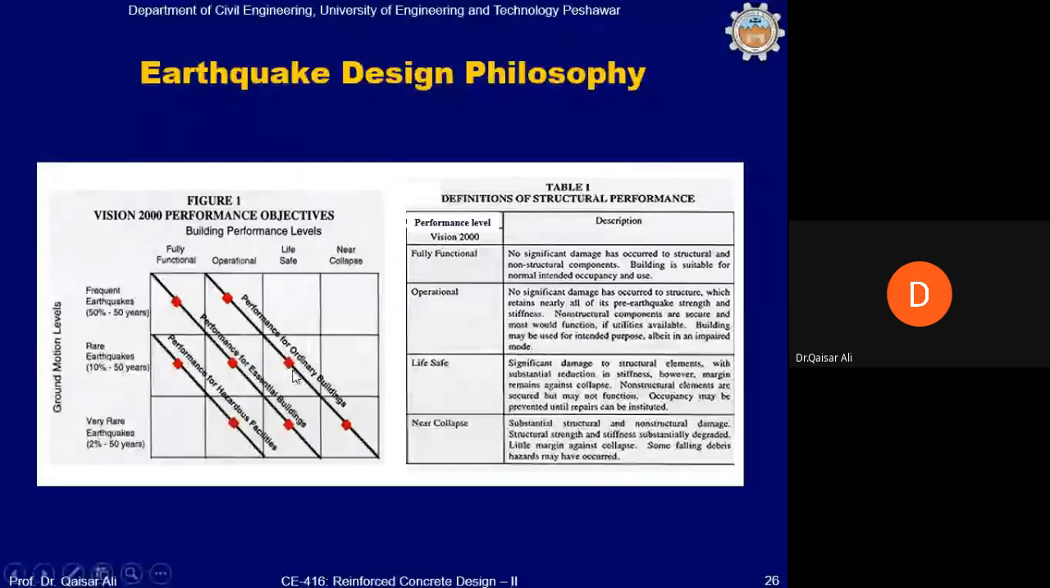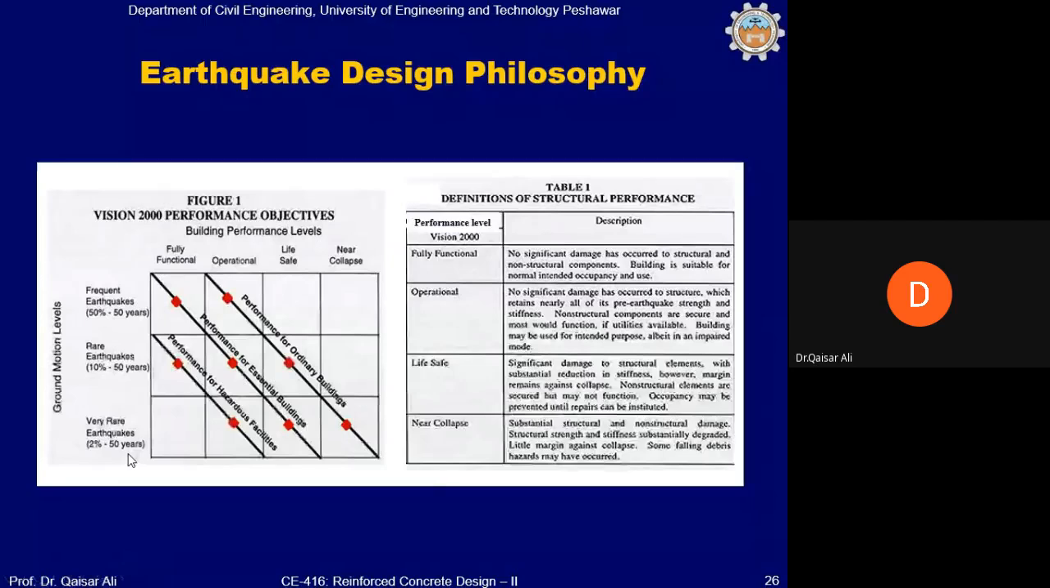If they get damaged in an earthquake, the level of damage shall be such that life is safe when they are hit by the rare earthquakes. Rare earthquakes are defined as earthquakes with probability of occurrence 10% in 50 years. Now, coming to the last type of earthquake, which are said to be very rare earthquakes, whose probability of occurrence is 2% in 50 years.